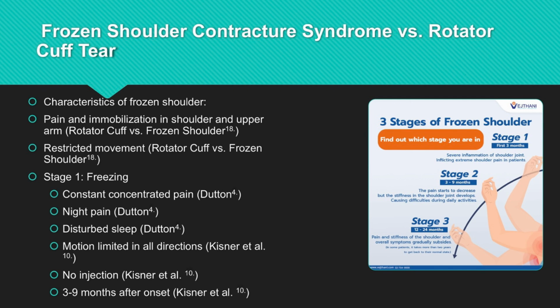So within the first stage, you're going to have these different symptoms here: constant pain, you will wake up at night, as well as disturbed sleep, just like with rotator cuff, but you also will have issues with limited motion. You don't want to get any injections, and this is between the first 3 to 9 months.